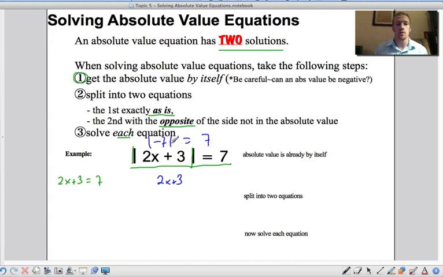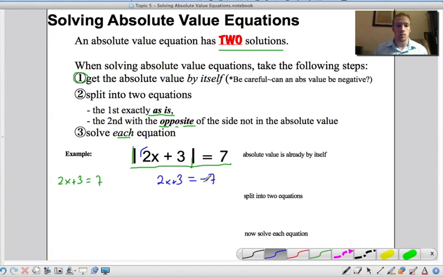that would still be a true equation, right? Absolute value of negative 7 equals 7. So if this were to equal negative 7, that would be true as well. Okay, so just to keep it kind of clear, get rid of that. And so now we solve both equations.